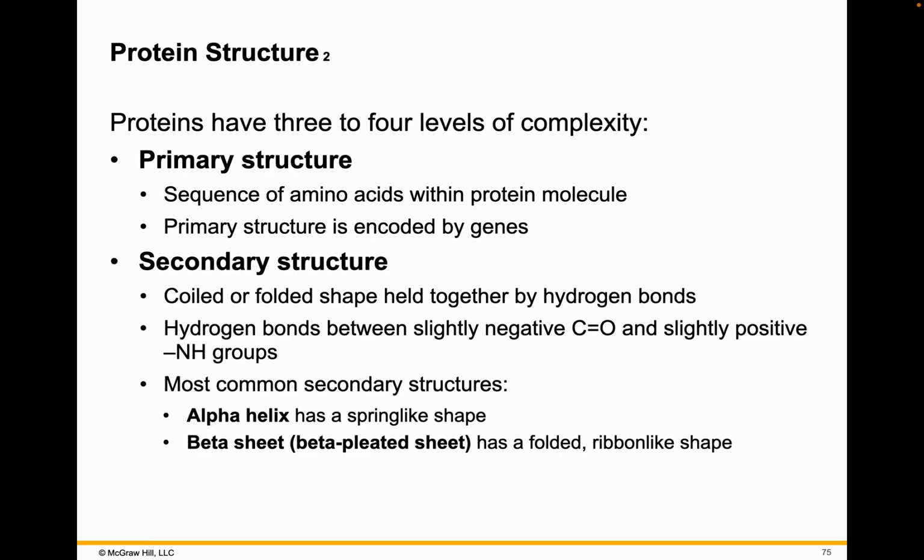So to get to that final conformation, we describe proteins as having 3 or 4 levels of complexity. The first one is the primary structure. That is the sequence of amino acids within a protein molecule. That's determined by the genes. Those amino acids will then coil and fold up because of hydrogen bonds into short regions of structure called the secondary structure. So the secondary structure of a protein may have examples of alpha helix, beta sheets, pleated sheets.